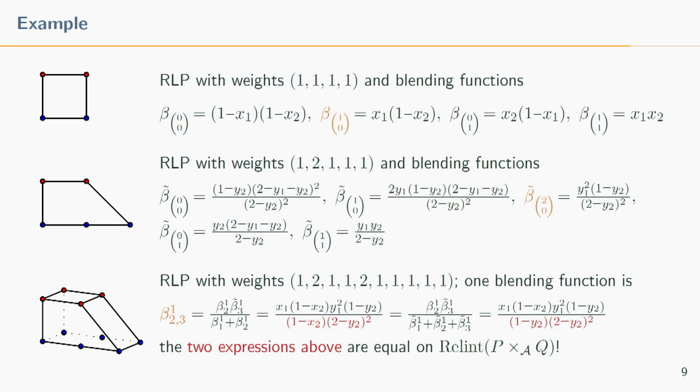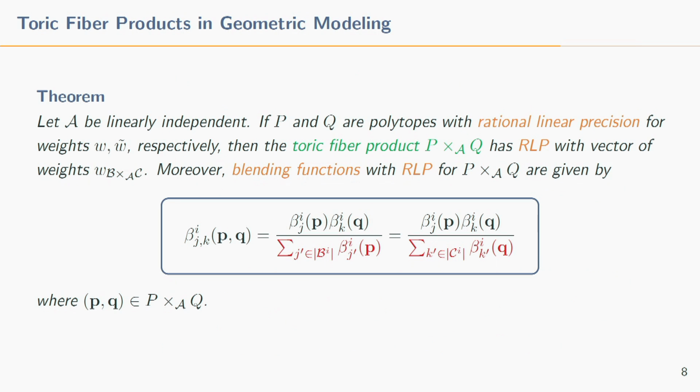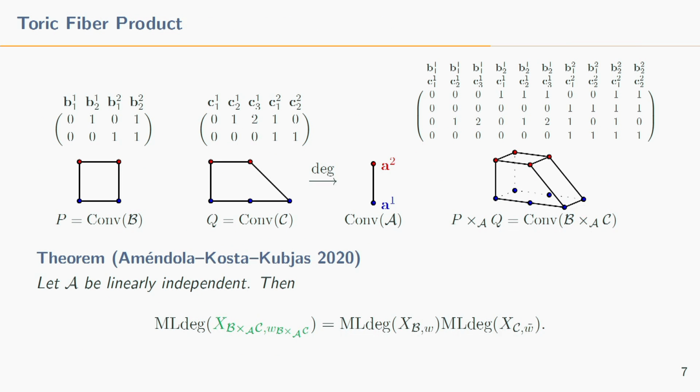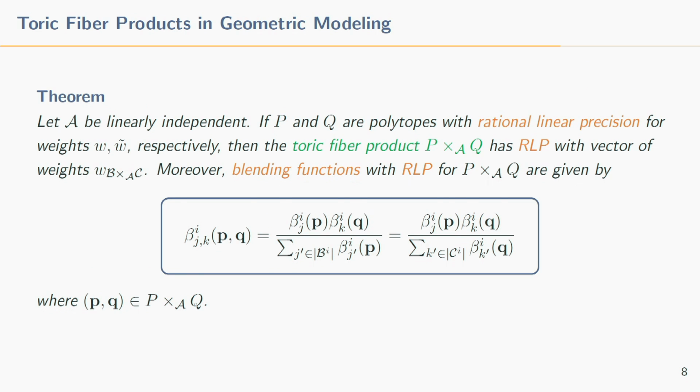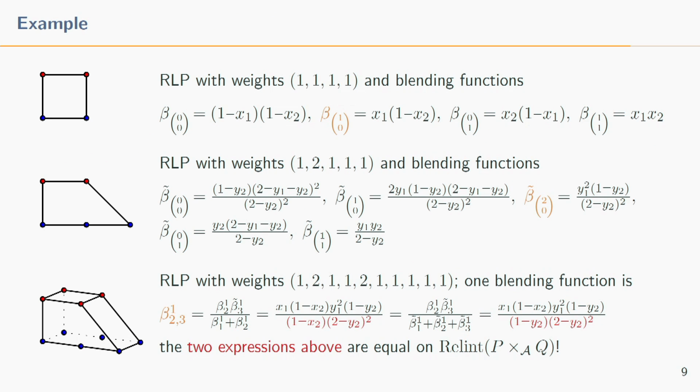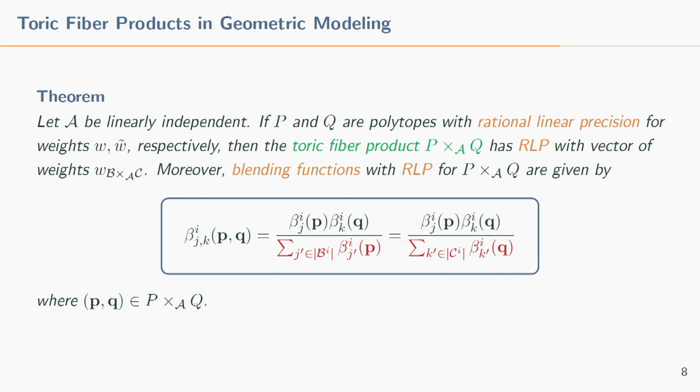So now you see they are almost the same, but not exactly the same. Here we have an x2, and here we have a y2. But if you look back to this example, you see that this row represents the x2 coordinate, and this represents the y2 coordinate. So you see that these two numbers are always the same. This means that these two blending functions actually agree as functions if you restrict them to the product polytope. And that's the funny part about this whole story: these two expressions for the blending function are the same, and there is a very nice and geometric proof of this. If you want to hear about this, you can read it in our paper.